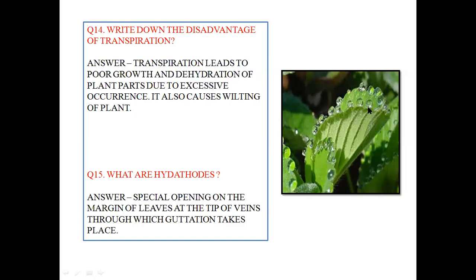These tiny holes which are present over here, the opening which is present at the tip of the vein, is known as hydathode. So a hydathode is a special opening on the margin of the leaf at the tip of the vein through which guttation takes place.